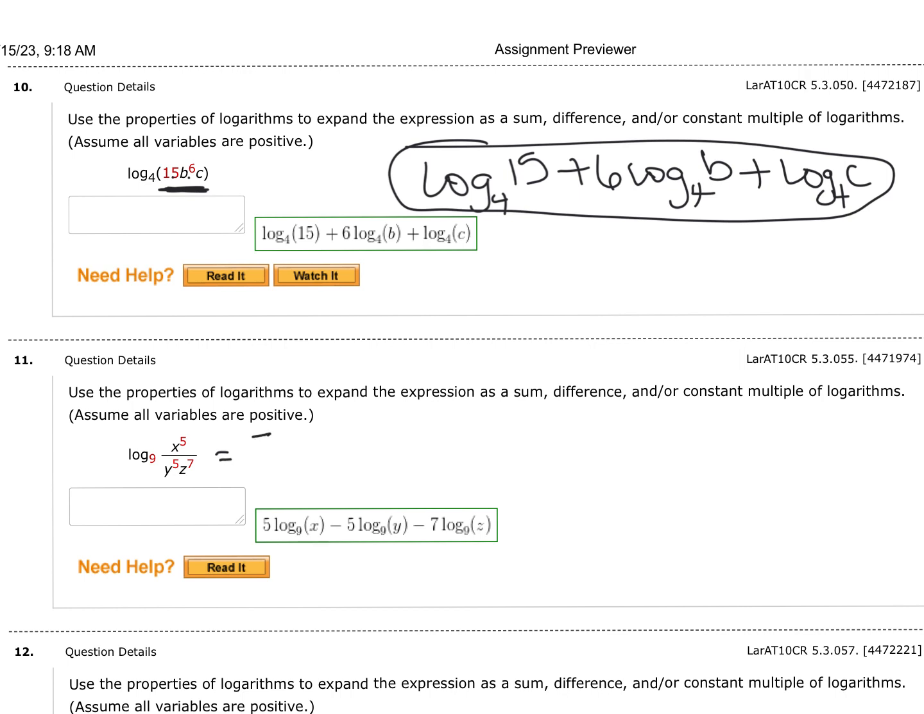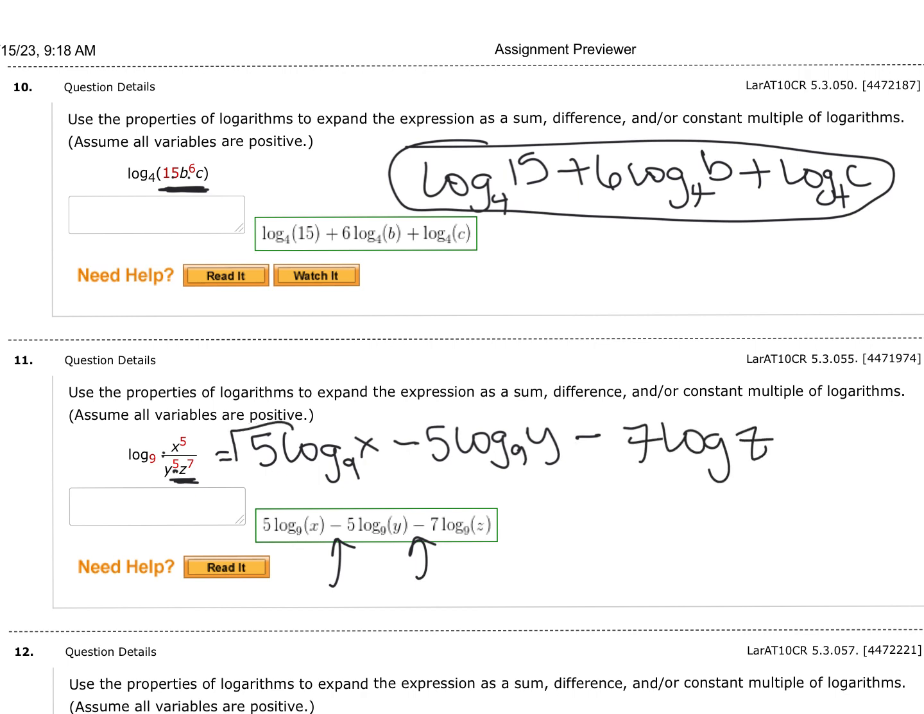I'm going to have a 5 in front of the log for x. And then this division symbol means to minus. And anything in the denominator you're going to see is going to have a subtraction symbol. And then the 5 is going to go on the front of log y, base 9. And then minus again, because this piece is in the denominator. So it's going to look like that.